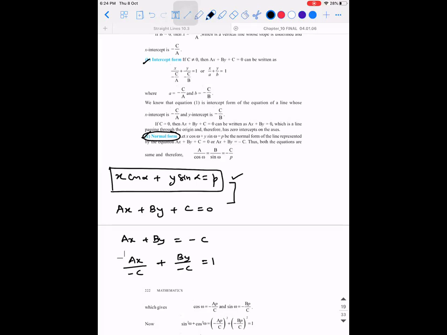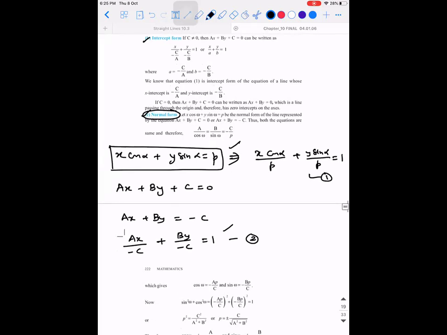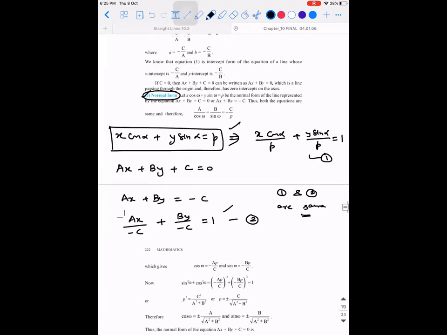ax/(-c) + by/(-c) = 1. Let this be equation number 2. From the normal form, if I divide by p on both sides, I can write it as x cos alpha / p + y sin alpha / p = 1. Let this be equation number 1. Remember that equation 1 and equation 2 are the same. When 1 and 2 are the same, what can we say?